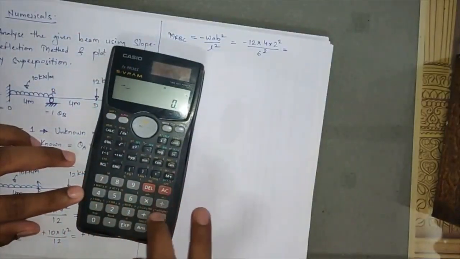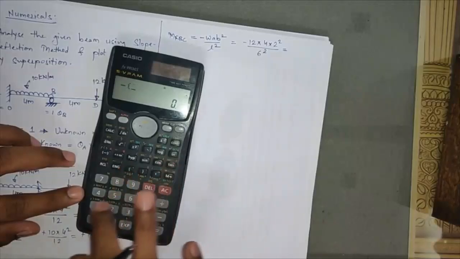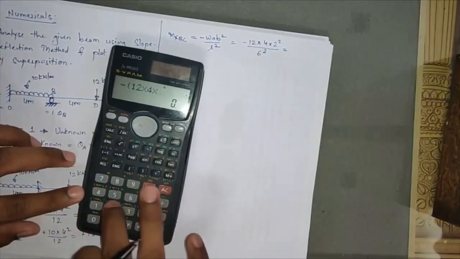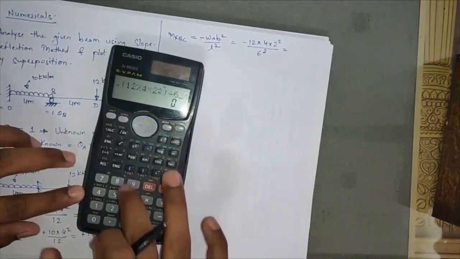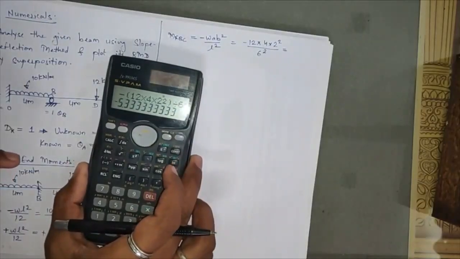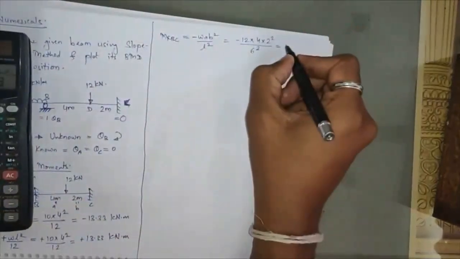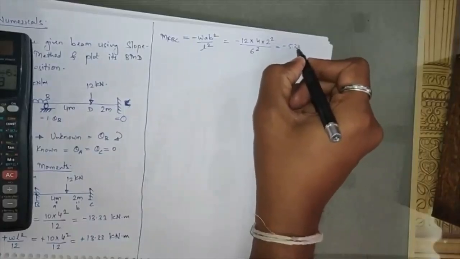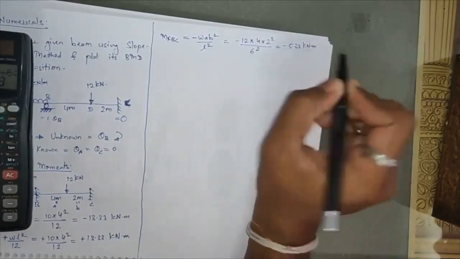Minus 12 into 4 into 2 square divided by 6 square. So that I am getting as 5.33. Okay, so this value comes minus 5.33 kilonewton meter.